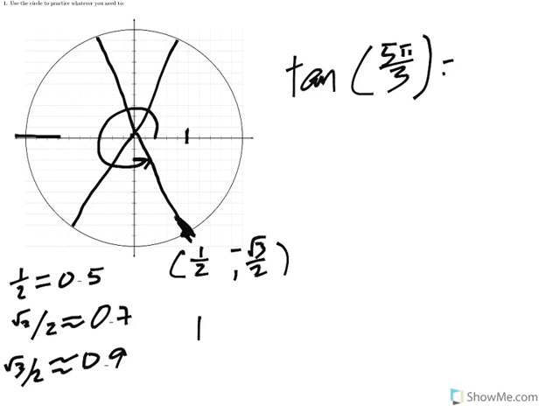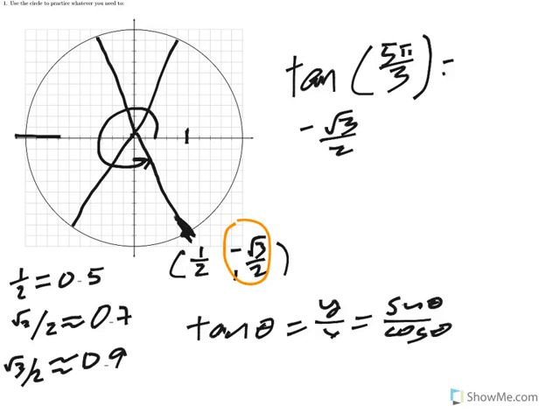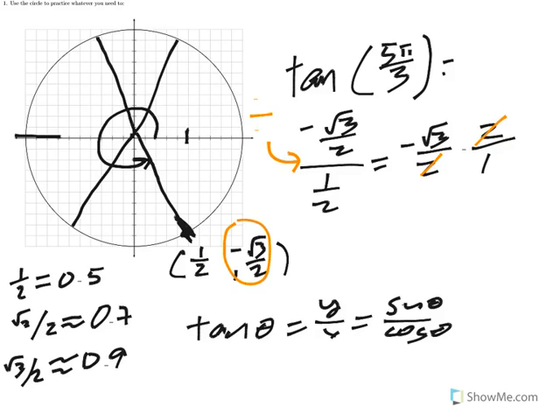So the tangent of theta is the y over the x, or if you will, the sine over the cosine. So it's negative square root of 3 over 2, over the x. I'm going to think of this fraction bar this time as division and call that negative square root of 3 over 2 times 2 over 1. My favorite thing to do in algebra, cancel, cancel: negative square root of 3.